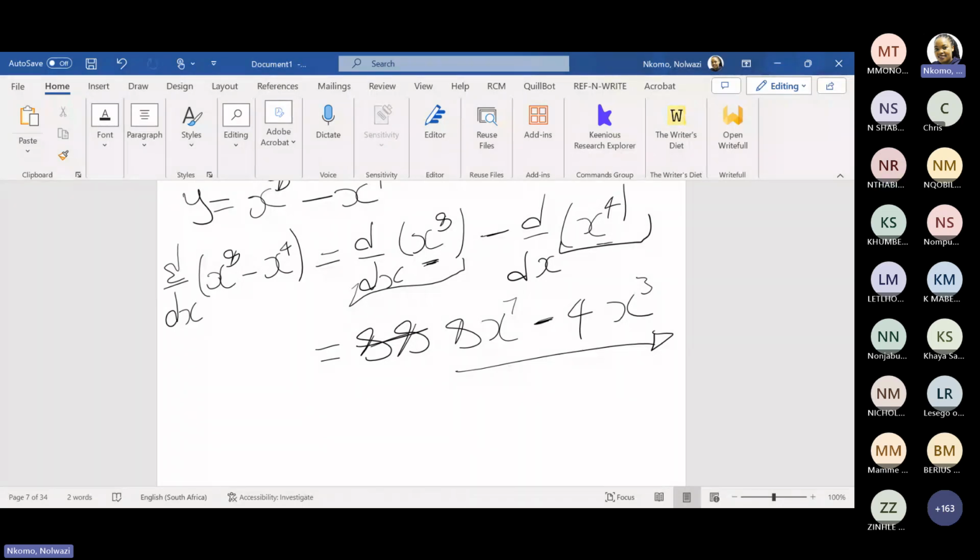The reason I'm not doing it is that I'm assuming you now know how to use the power rule, because we've been doing the power rule ever since we started. So I'm just giving you the final answer. And another thing, we don't have much time remaining, and I wanted to combine all these rules that we've been doing so far before we go.